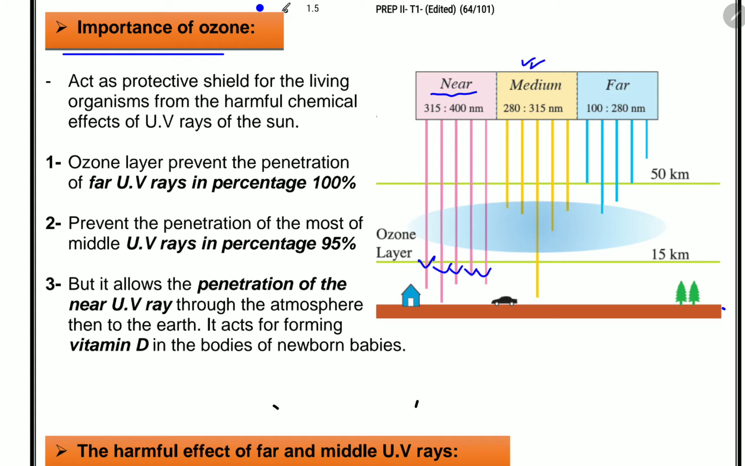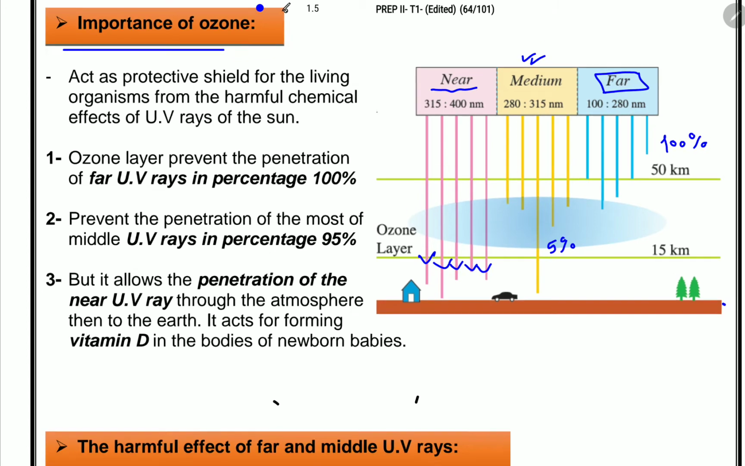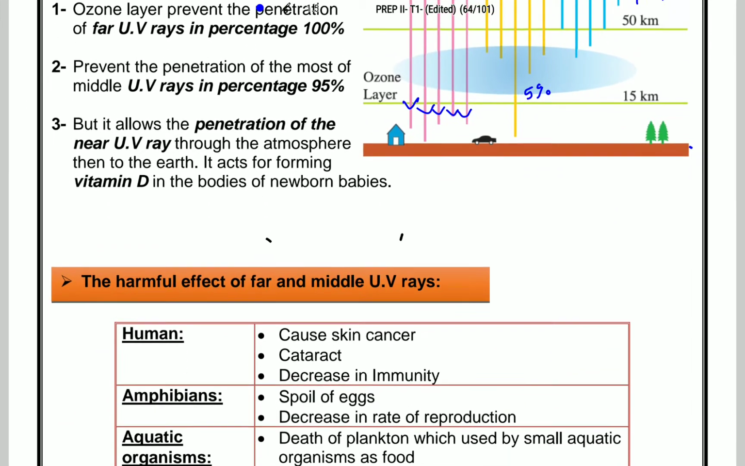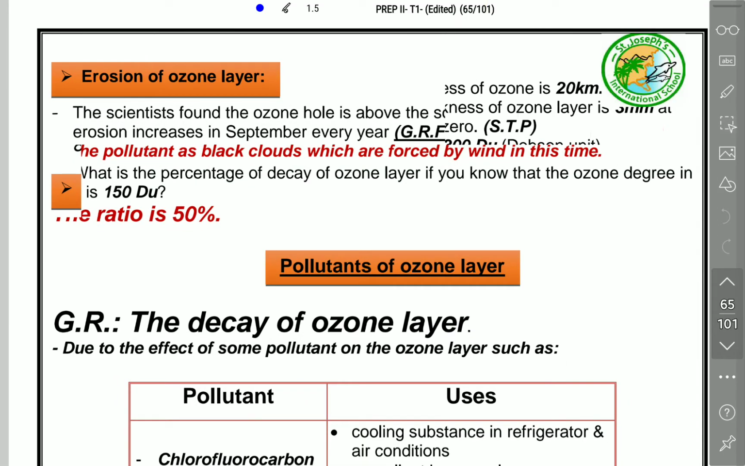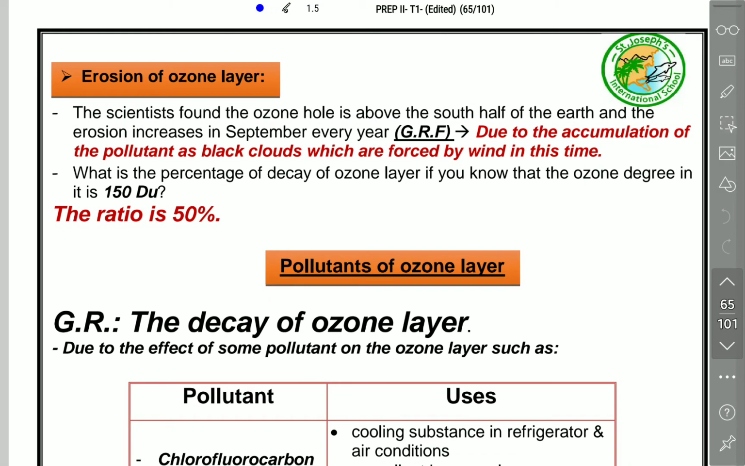The second type is called medium ultraviolet. The ozone layer allows just 5% of the medium ultraviolet to pass, and blocks about 95% of this medium ultraviolet. Why? Because it is so harmful to living organisms. Finally, the third type, which is called far ultraviolet: the ozone layer blocks 100% of this ultraviolet because it's very harmful. So the main function of the ozone layer is protecting us from the harmful medium and far ultraviolet radiations.